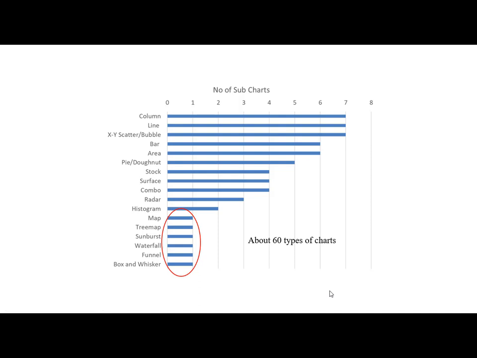If you count the number of possible charts in Excel, including the subtypes before and after 2016, you will find that there are almost 60 types of charts. What's noticeable here is the new types of charts that were added after 2016 don't have subtypes, they are just one type.